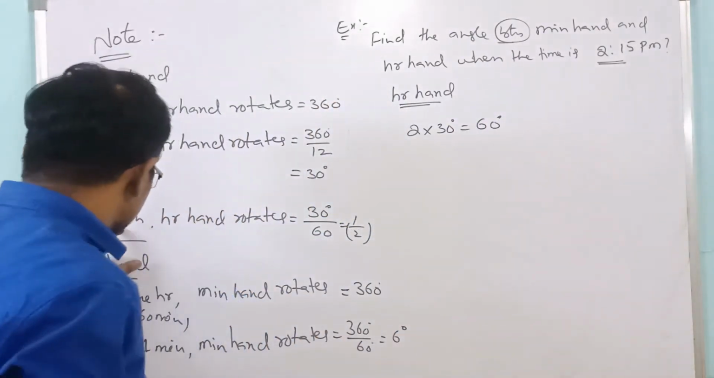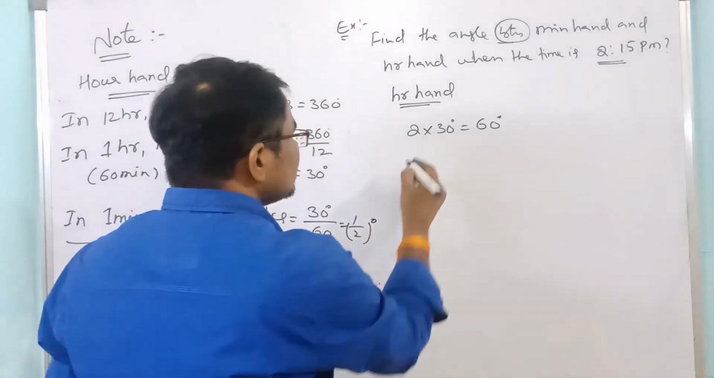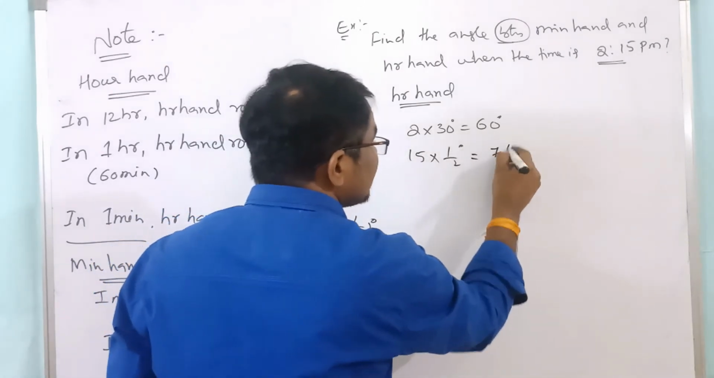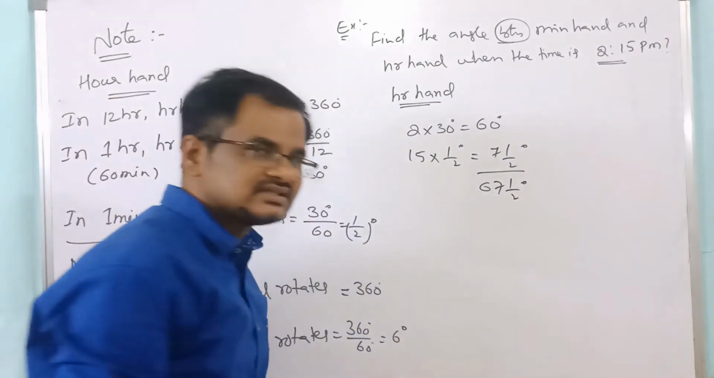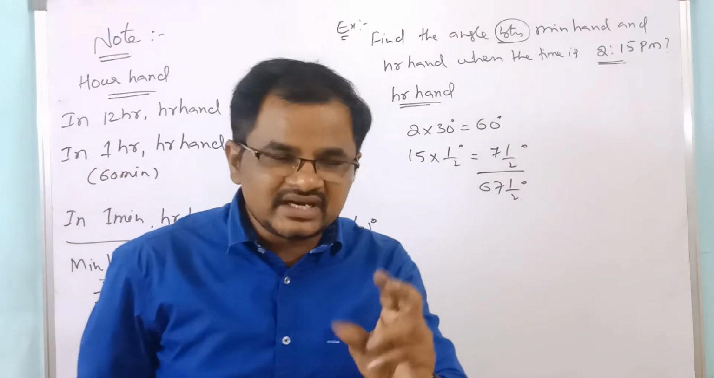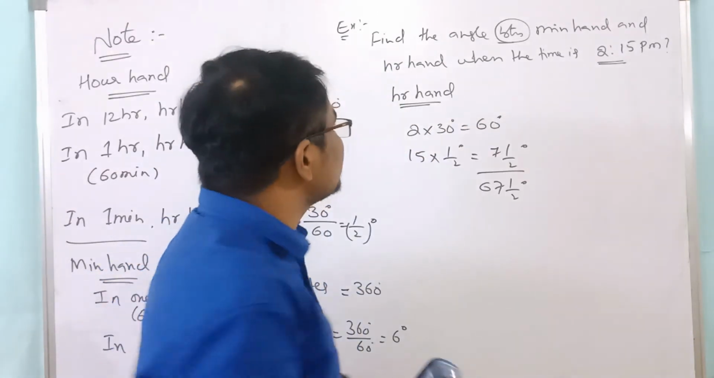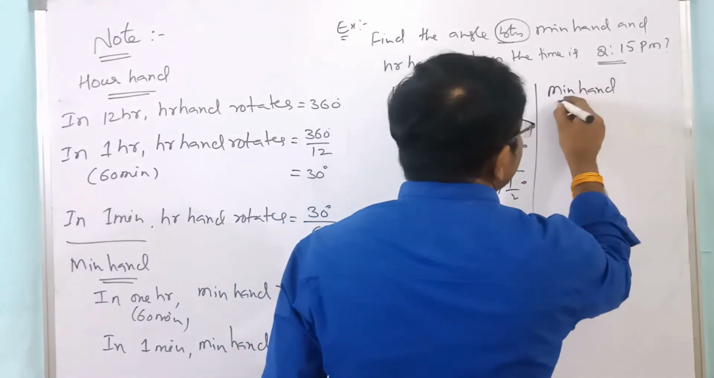For 1 minute, the hand rotates half a degree. So for the 15 minutes, 15 into half, that is equal to 7.5 degrees. So that is equal to 67.5 degrees, right? Means in 2 hours 15 minutes, the hour hand rotates 67.5 degrees. This is about the hour hand. Next come to the minute hand.